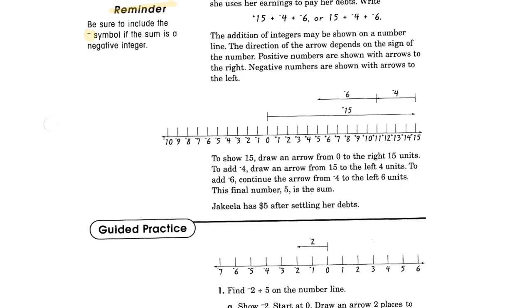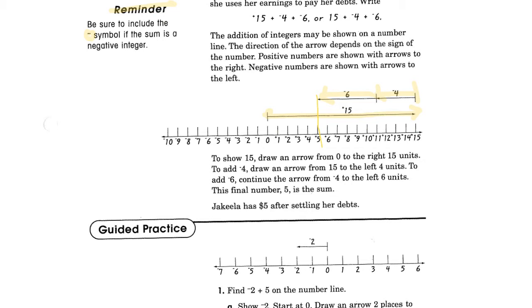So if we start at 0 right there and we are adding positive 15, we're going to go to the right. Notice it has an arrow. Now, she owed her mom $4, so we start at 15 and we go back to the left 4, and then we go back to the left 6 because she owed her brother. Now, when we get down here, that comes down to 5.